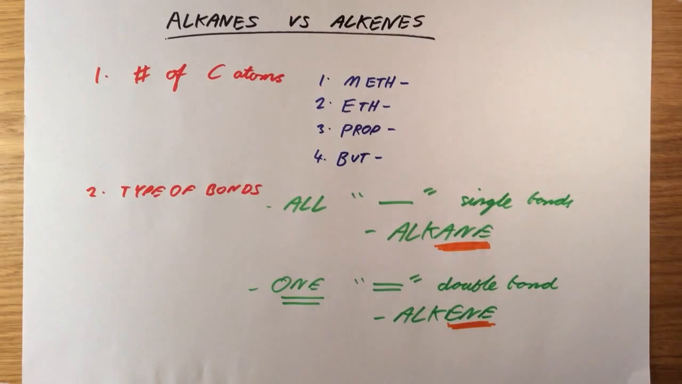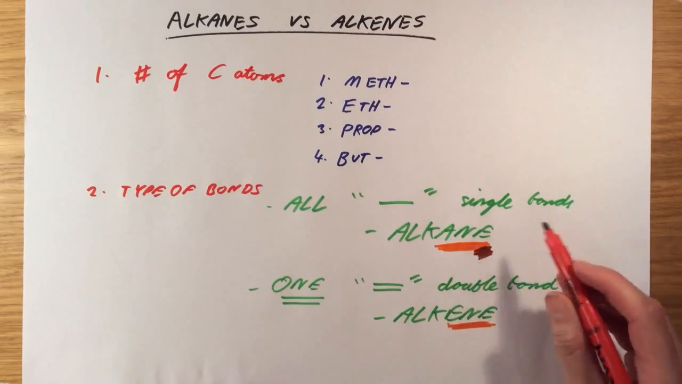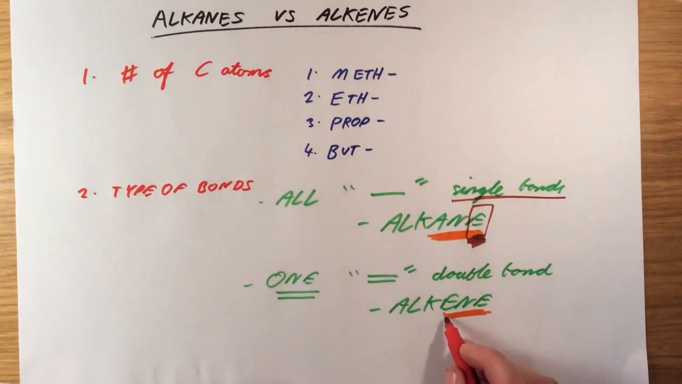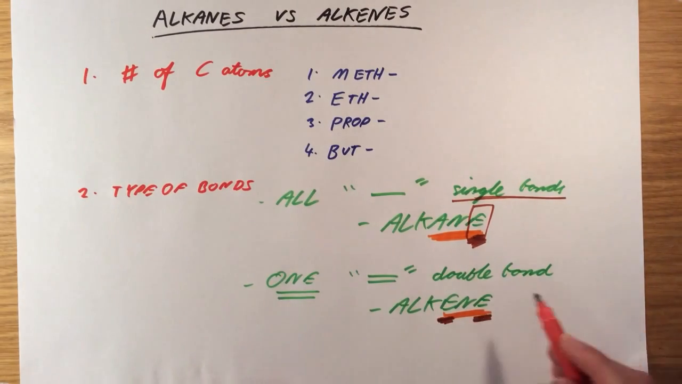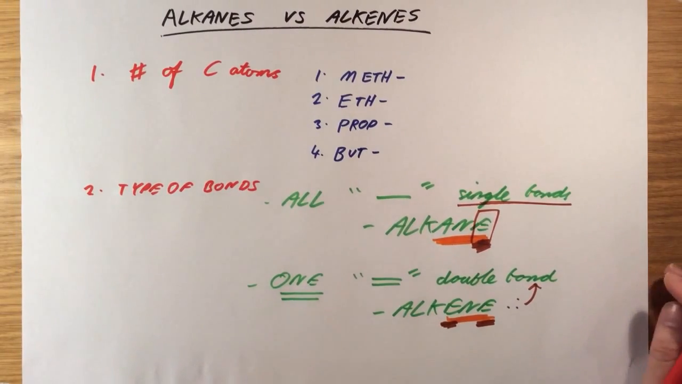One way to remember this is to look at the number of e's in the names of these. In the word alkane there is only a single e, therefore it's going to have all single bonds. In alkene you've got two e's, double e, therefore it's going to have a double bond. So let's go through a few examples of this.